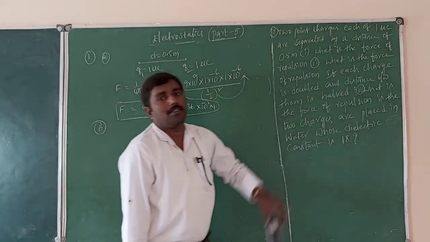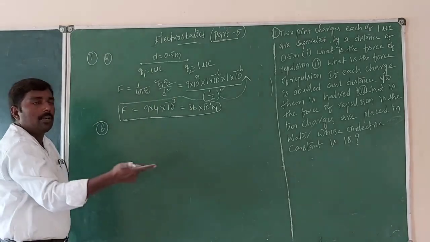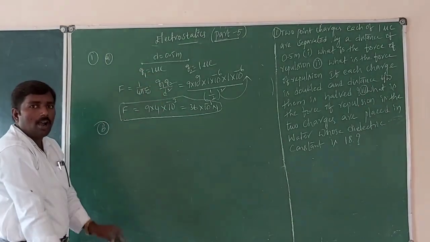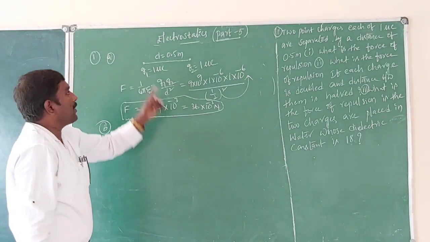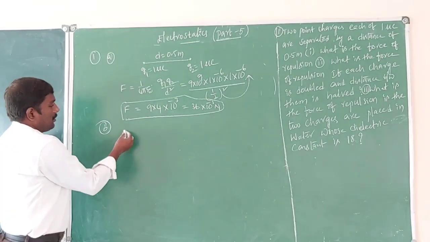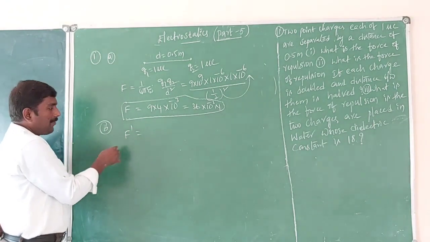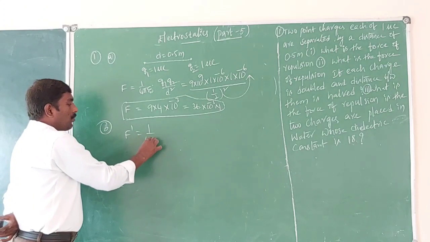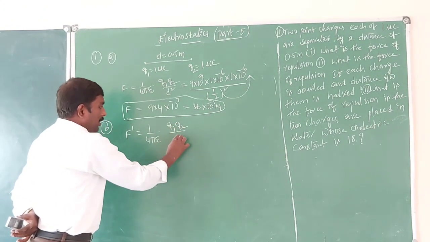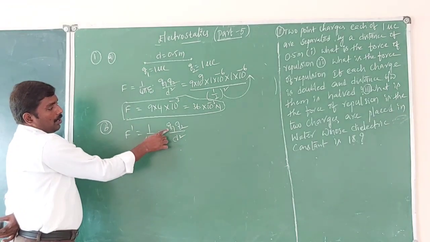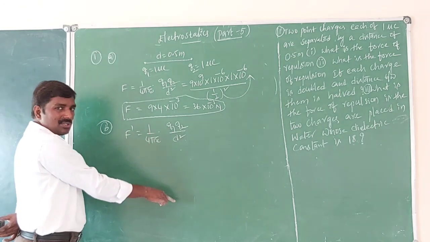them is half? Dear student, these two charges are doubled. Distance between them is half, reduced to half. What is the new force of repulsion between them? See, I will calculate F dash, new force. F dash is equal to Coulomb's law, 1 over 4 pi epsilon naught Q1 Q2 by d square. See the students, Q1 double, Q2 also double. Distance between them is reduced to half.